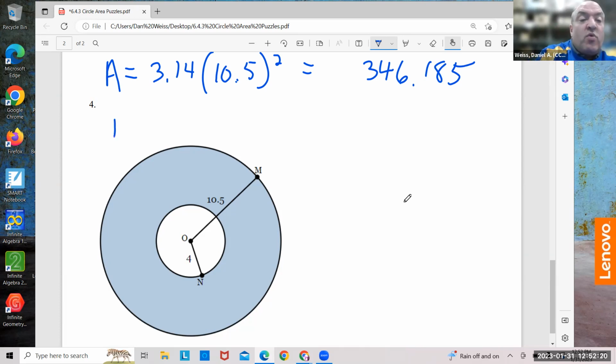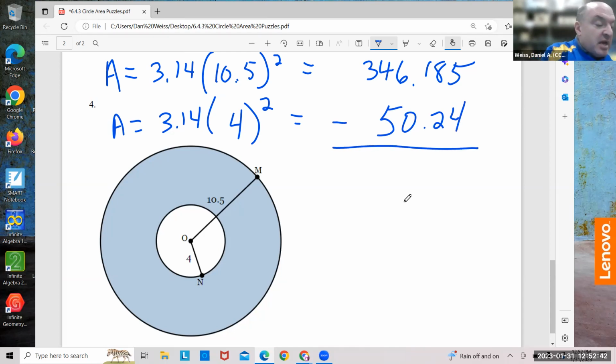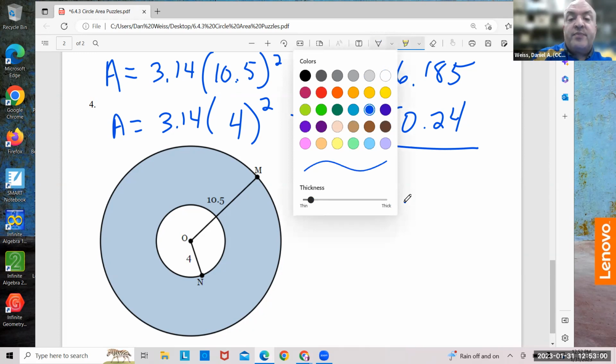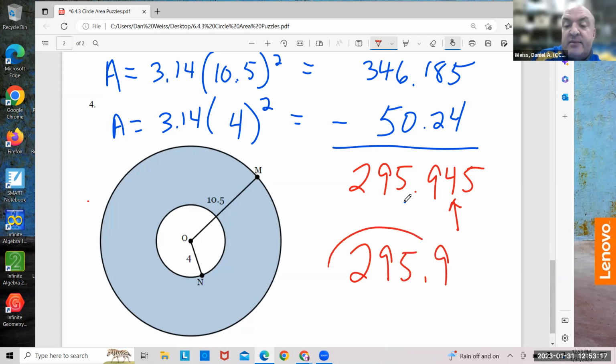Now I'm going to take the area of the white circle. Area equals 3.14 times 4 squared. 4 squared is 16. I'm going to do 3.14 times 16. That gives me 50.24. So now I subtract. I'm going to take 346.185 and subtract 50.24, and that equals 295.945. This guy is 4, that's less than 5. So your answer will be 295.9. Okay. And that's how you do these problems.